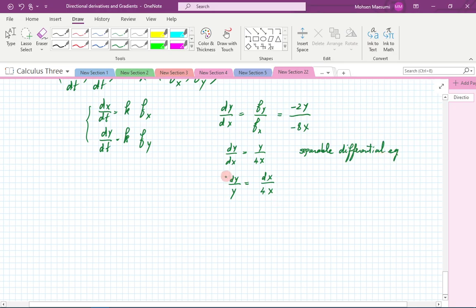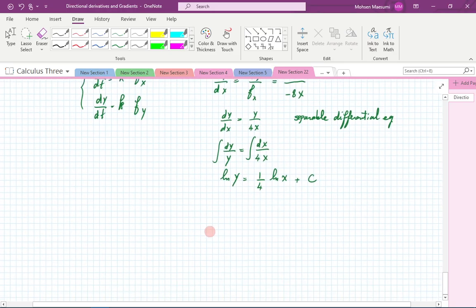Okay, what do I do now? Well, easy. You take an integral of both sides. Let's assume y and x are positive, so I get a little bit of a reprieve here. The antiderivative of dy over y is logarithm of y, same way here, and then we need a constant, or you can write a constant on both sides.